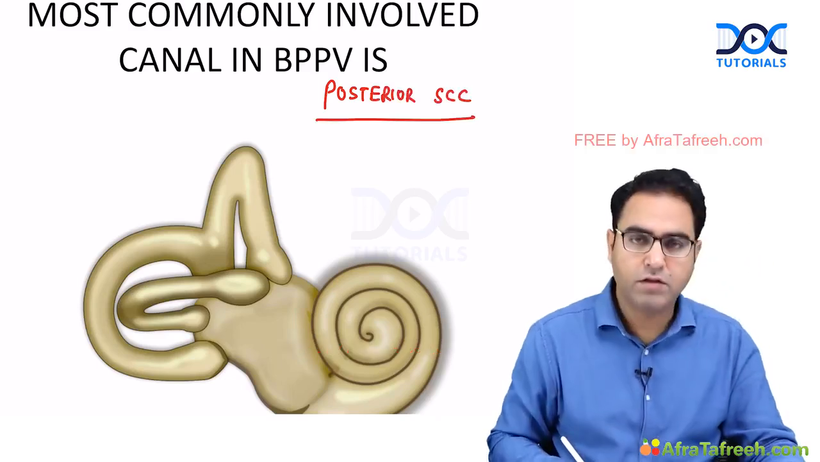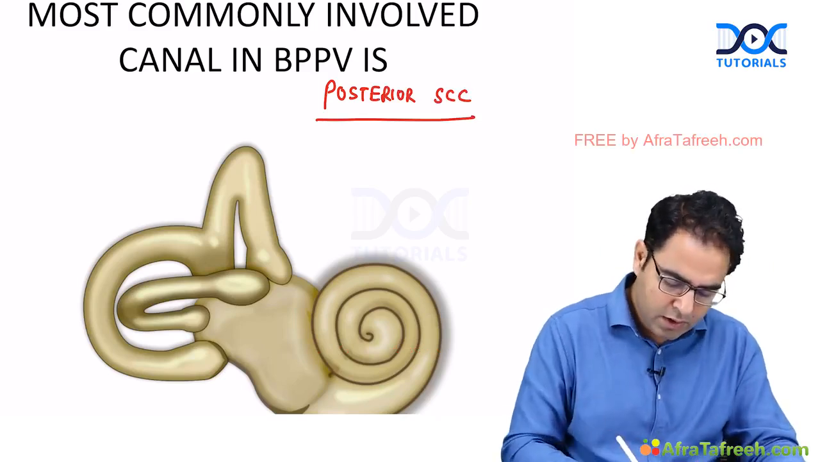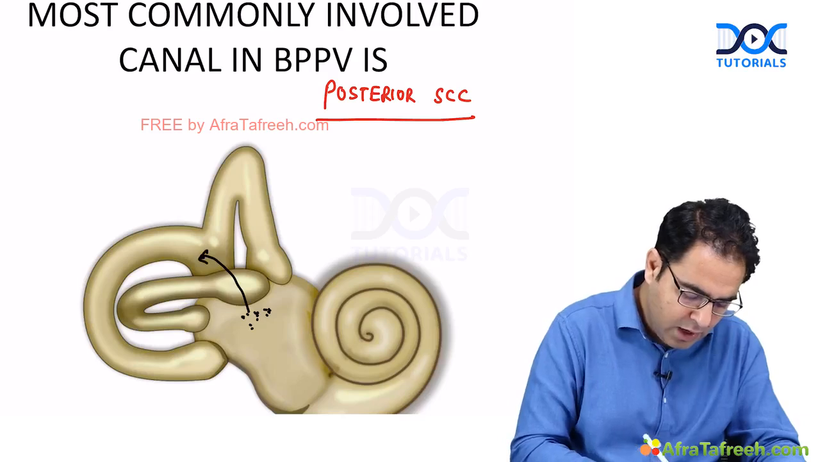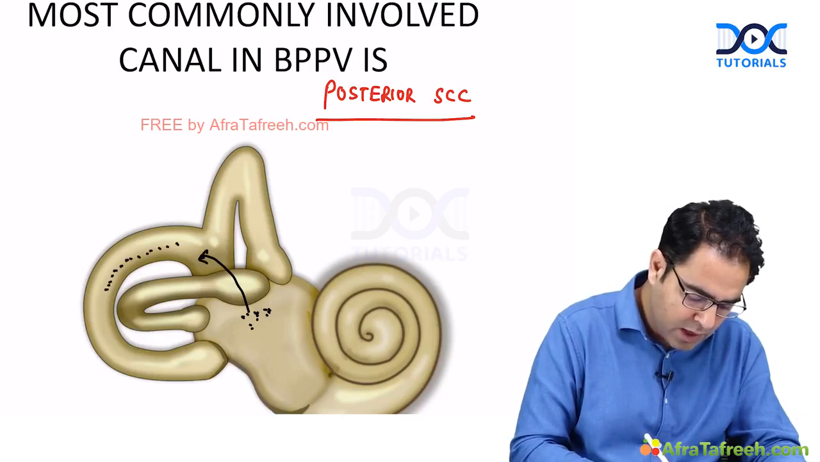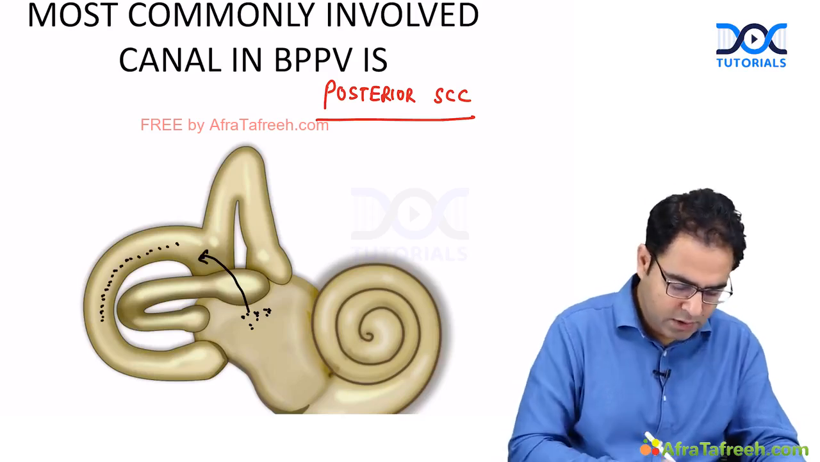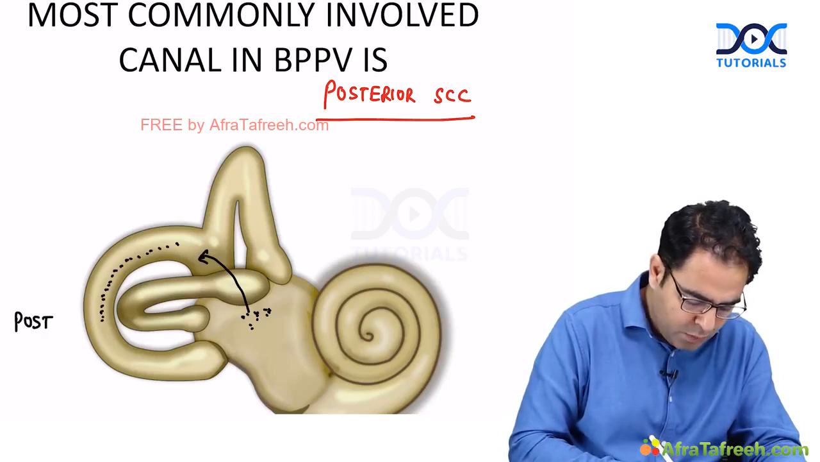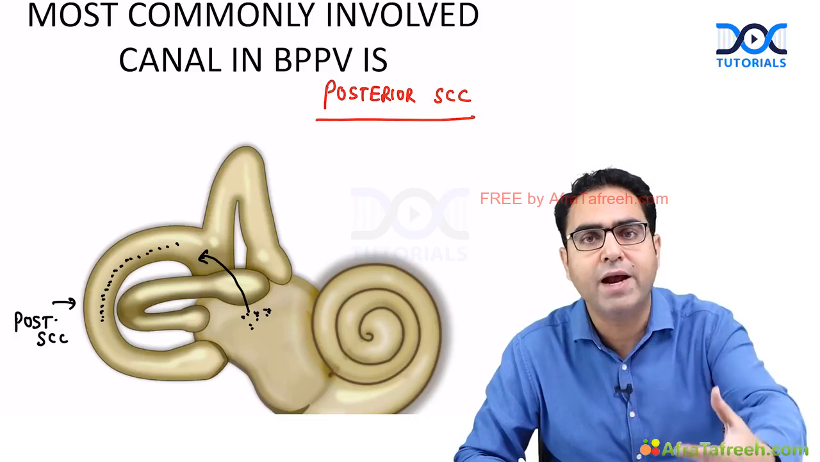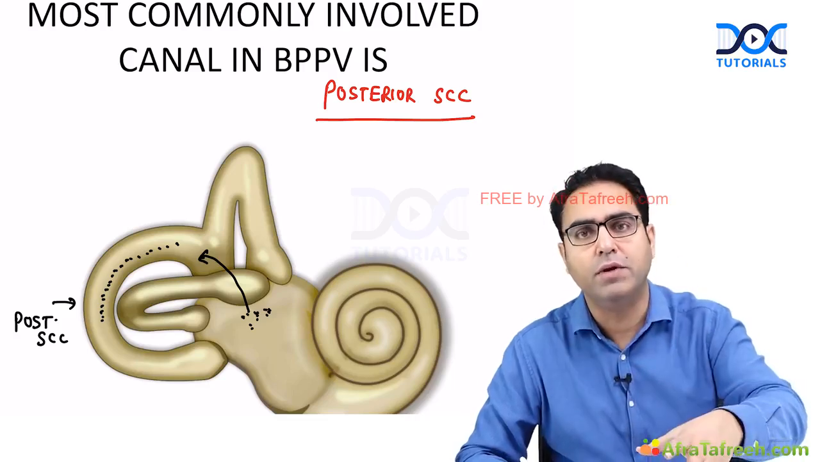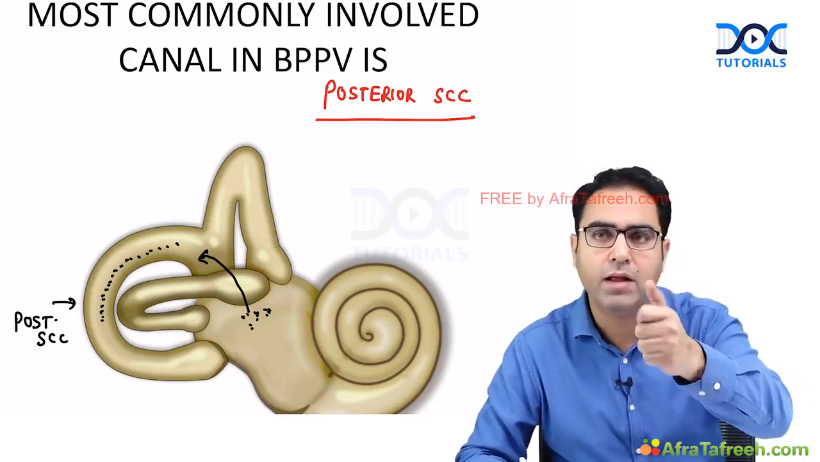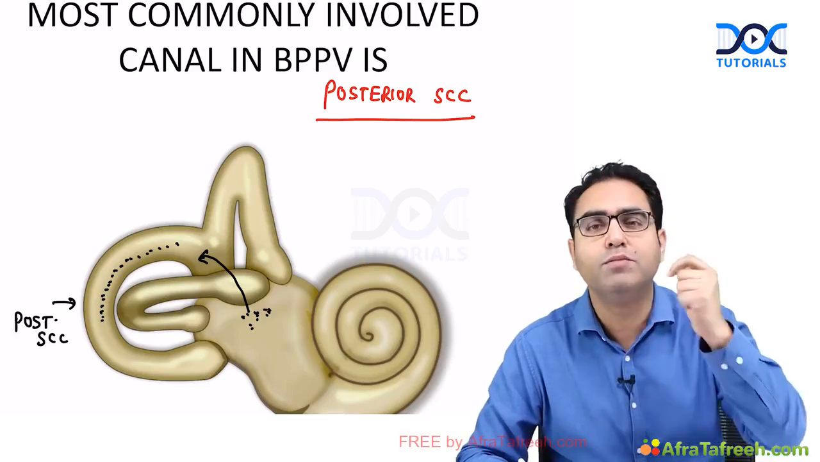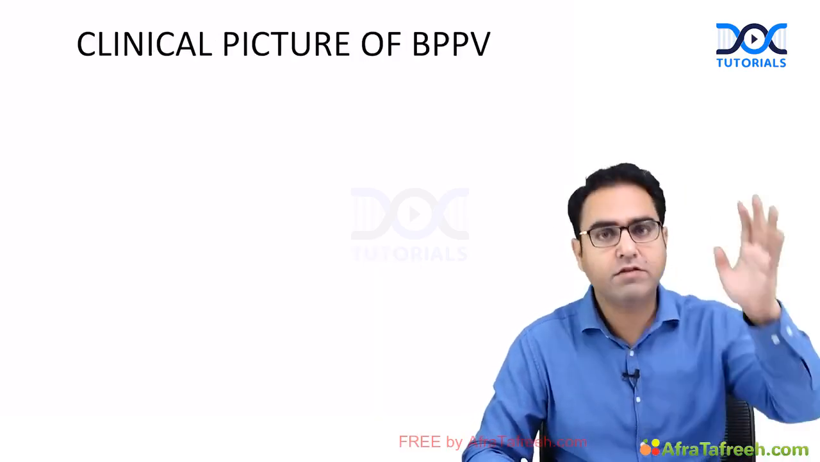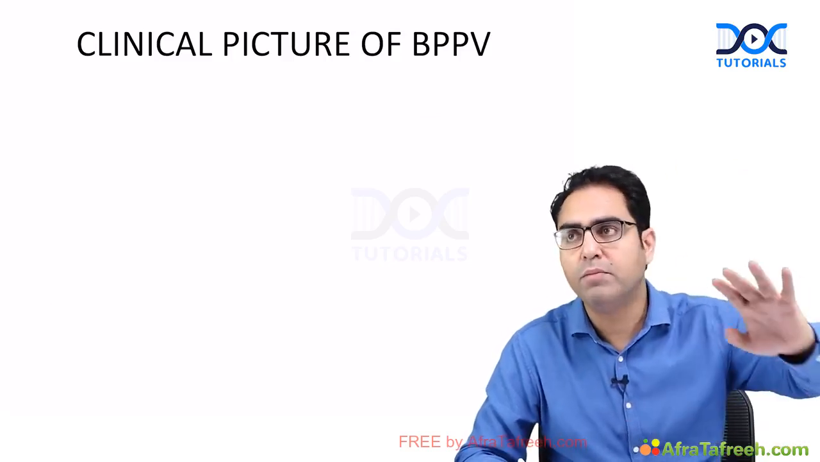Posterior semicircular canal. Please see on the screen. This is your utricle, saccule, otoconia, and they reach the posterior semicircular canal. This is which canal? Posterior SCC. So most commonly, otoconia migrate to which canal? Posterior canal. So otoconia migrate to canals, agreed. But the most commonly involved canal is the posterior semicircular canal. Okay. Now, let us discuss the clinical profile of BPPV.